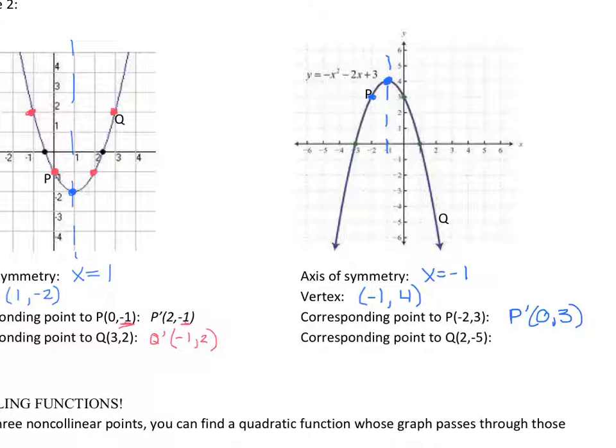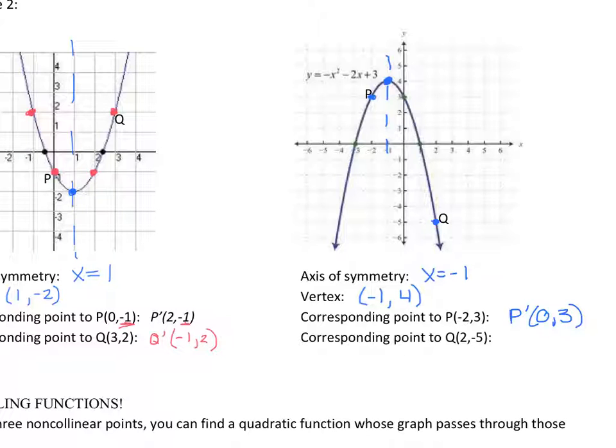Okay, because on your homework you might have to do like 4 different corresponding points. If you label them with the letter and then an apostrophe, I know which one you're talking about. Okay, what about Q? What is Q's corresponding point? -4, -5. Oh, that's not Q. What am I doing? Okay, so Q is at 2, -5.